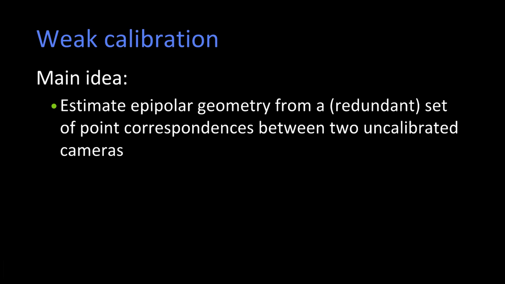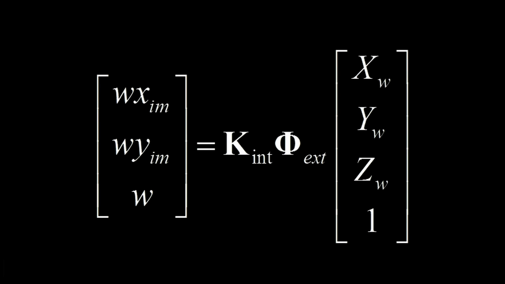We correct for that. So the main idea is that we're going to estimate the epipolar geometry from a set of corresponding points between uncalibrated camera images. And we'll probably use a large set, so it's going to be somewhat redundant in order to make this more robust with respect to noise. All right, so let's get started.